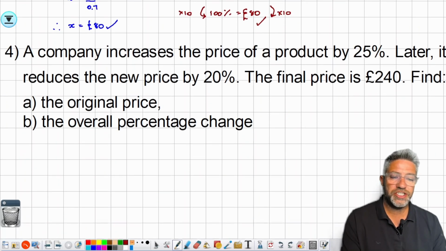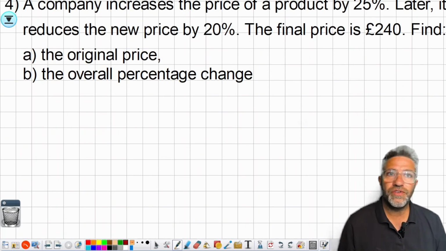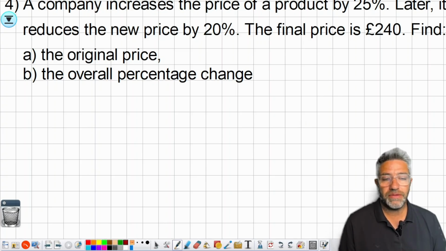Let's just scroll the page down. Question 4. A company increases the price of a product by 25%. Later, it reduces the new price by 20%. And the final price is £240. Let's look at part A first. What is the original price?